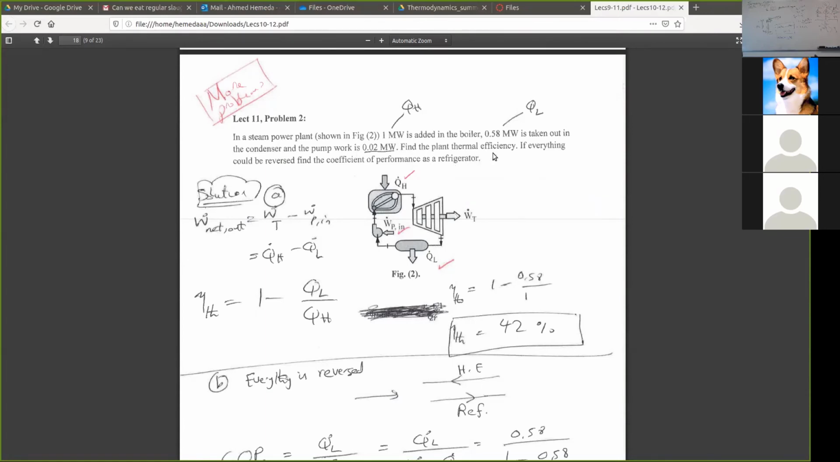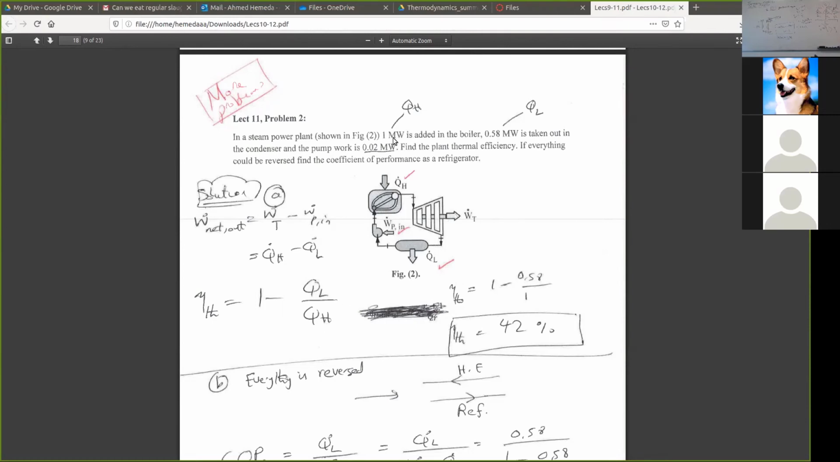Find the thermal efficiency. You have Q high and Q low, so we can easily find it. W net is W turbine minus W pump, which is Q high minus Q low, so the thermal efficiency is just 1 minus Q low over Q high. Q low is 0.58 megawatt, and Q high is 1 megawatt.